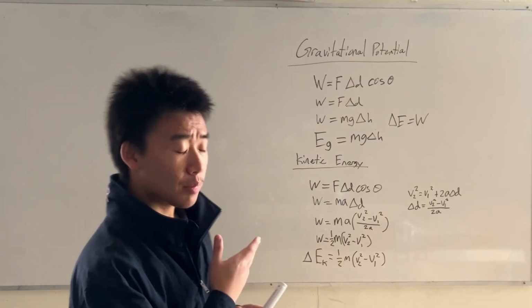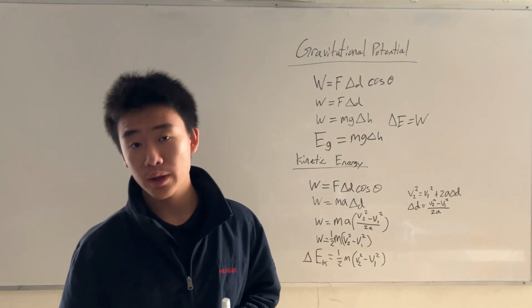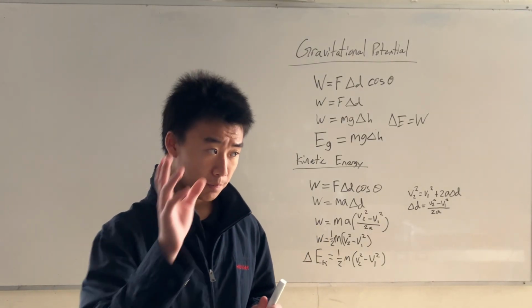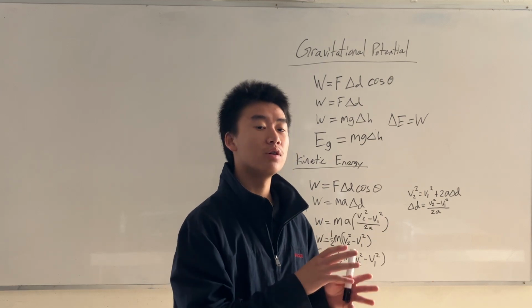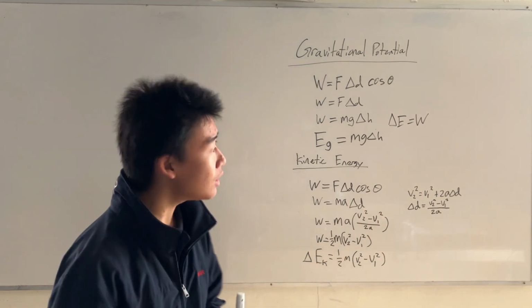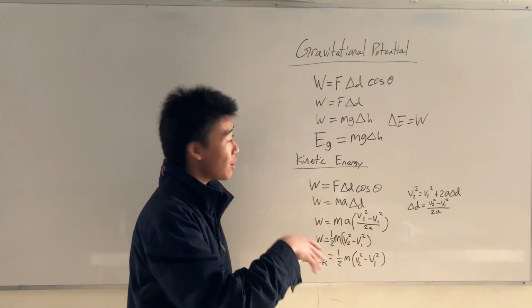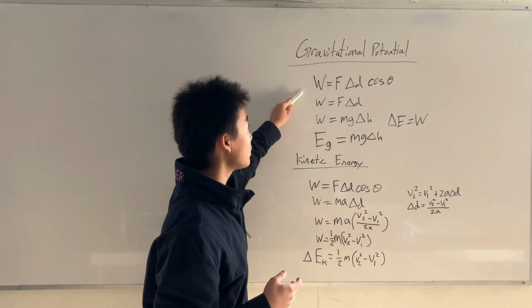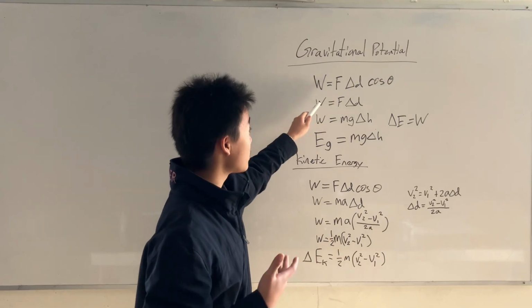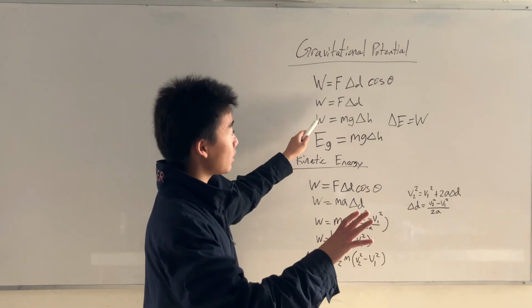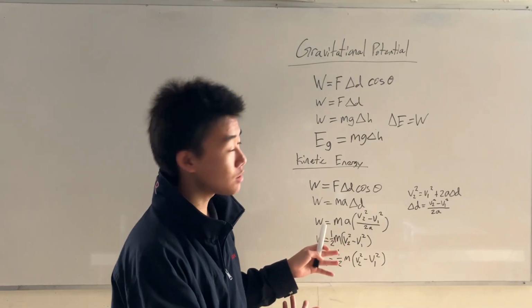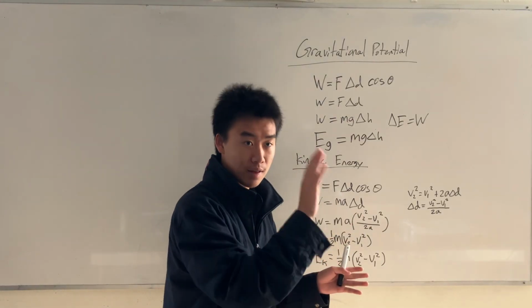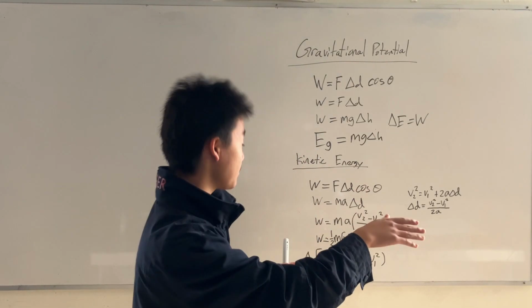Now, before we jump into the problems, I need to reiterate that the law of conservation states that energy cannot be created or destroyed, only transferred from one form to another. And looking at gravitational potential energy, the formula Eg equals mgh comes from the work formula, which states that the work done by an object is equal to the force applied times the distance it moves, or the displacement, times the cosine of the angle of that force to that displacement.